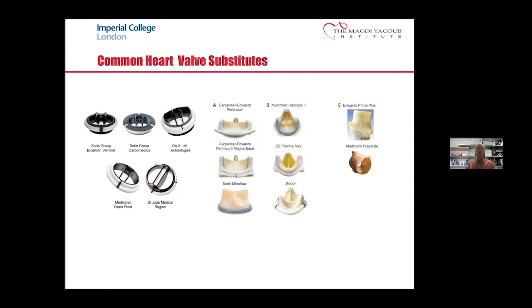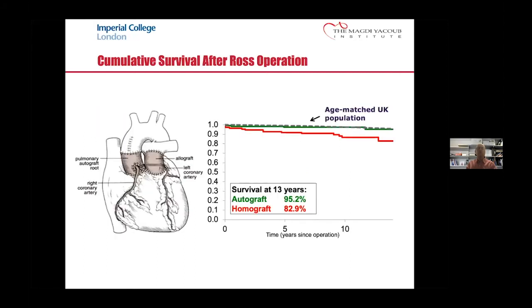And then to the right-hand side, you see more anatomically intact tissues. And to this, you could add homografts, which are human valves that have either been cryopreserved or fixed, and then try to recapitulate some of the anatomy of the heart. But the one thing all these 3 types of heart valve have in common is none of them have living cells. And the only valve substitute that has living cells is the so-called Ross operation, or the pulmonary autograft.